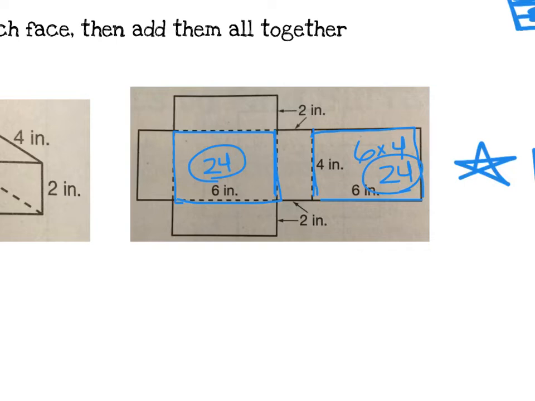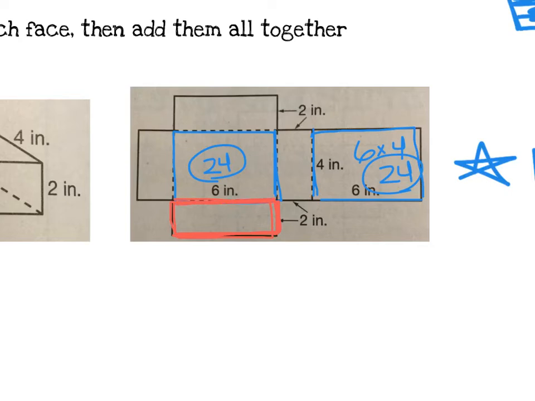Okay, now I'm going to switch colors here. Maybe that'll help you see this better. If we go down here to this little rectangle, I know this is 2, and then this and this are the same, so they're 6.